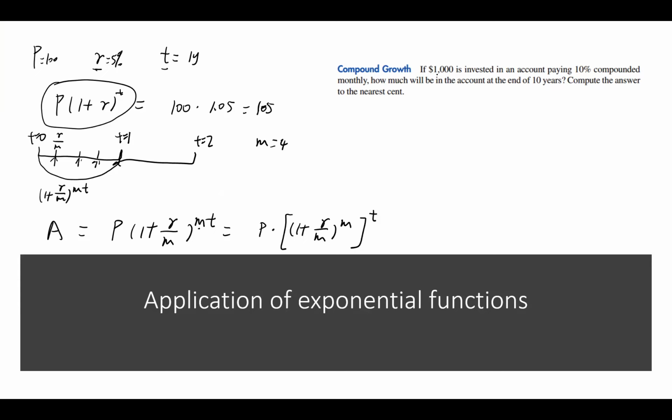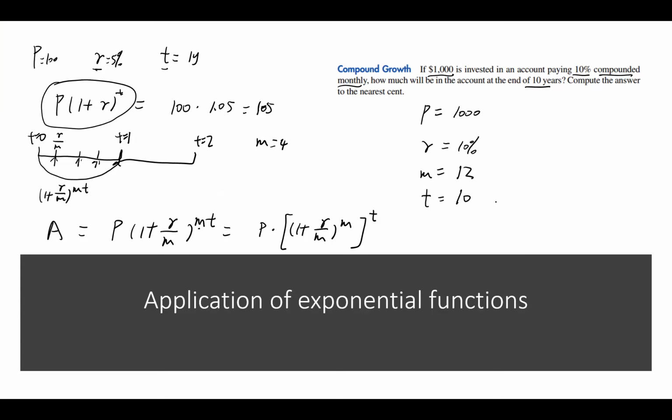So here I say I have $1,000 invested in the account, and it pays 10%, and it is also compounded monthly, right? Monthly. So let's extract the information. So P is equal to 1,000 in this case, and this is the annual interest rate, which is 10%, and we are compounding 12 times a year because it's monthly. Now, what happens if it's after 10 years, right?